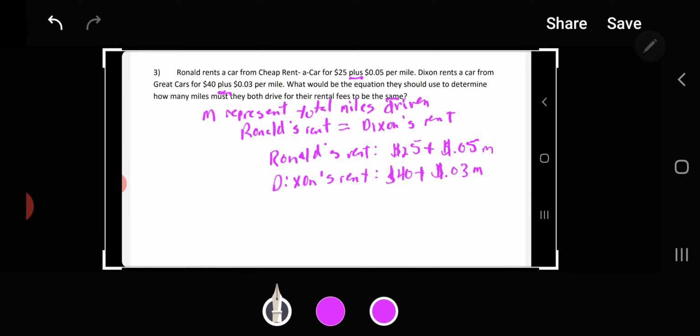Okay. We can see that Ronald's is cheaper to rent at the beginning because it's only costing $25. And Dixon's is a little more expensive because it's costing $40. But each mile starts costing more. So once again, we want to find out when they're equal to each other. So we'll just set Ronald's rent equal to Dixon's rent. So $25 plus 5 cents per mile equals $40 plus 3 cents per mile. All right, so there's our equation.